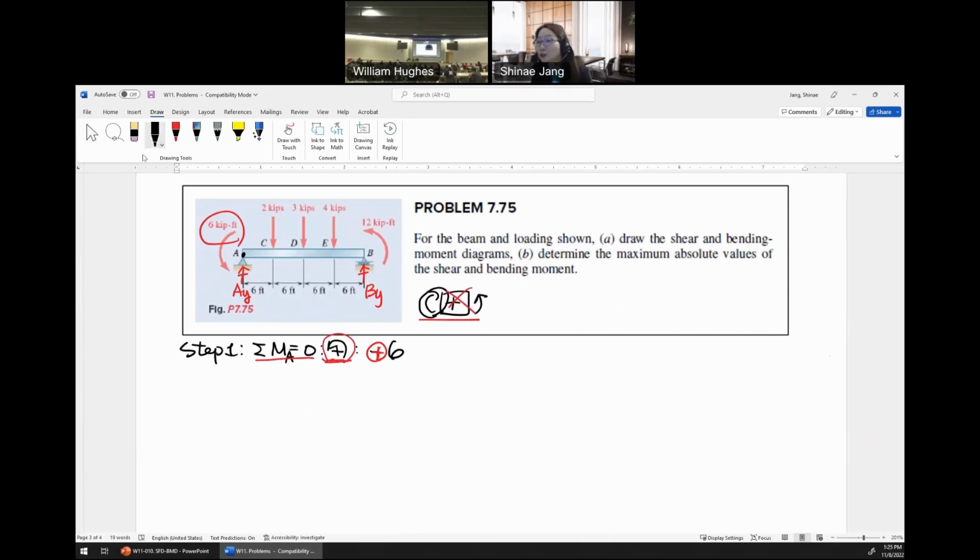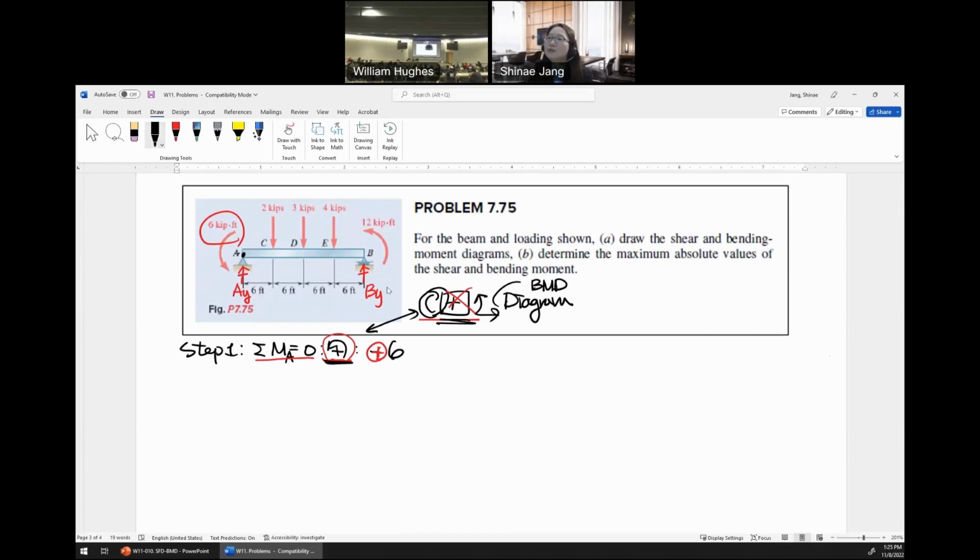This is not confusing. There are two sign conventions. One is this, and this is temporary. It is correct within the moment equilibrium equation. And then this is correct for the bending moment diagram, BMD, sign convention. So these two are different. Okay, so please make sure you understand that.